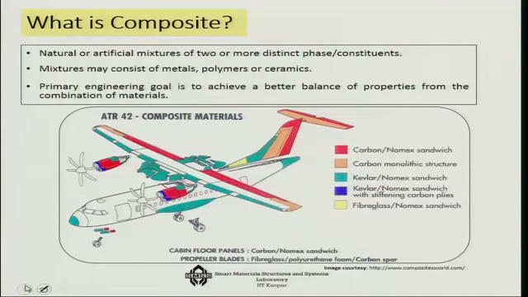As the name suggests, it is a mixture of two or more materials. It can be natural materials or artificial materials. But the point is that when you mix these materials together, they are to be mixed such that they remain distinct phases or constituents. That means they should not chemically react with each other and form a third compound.